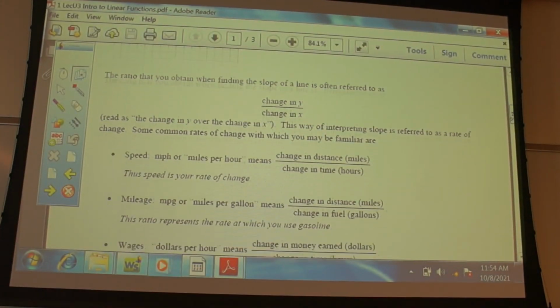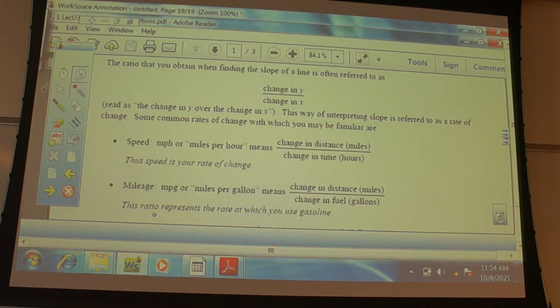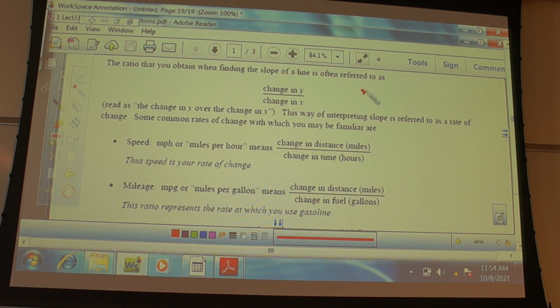Good questions. The ratio you obtain when finding the slope of a line is often referred to as change in y over change in x. Who's ever heard rise over run? Yep, it's also known as rise over run. So you figure out how far your x has changed and how far your y has changed.